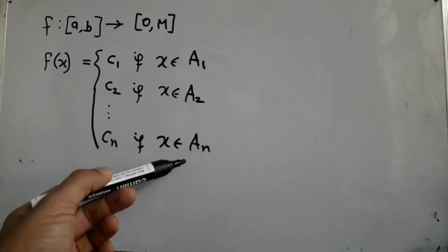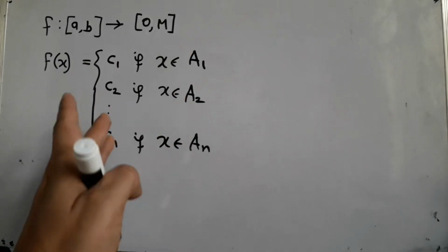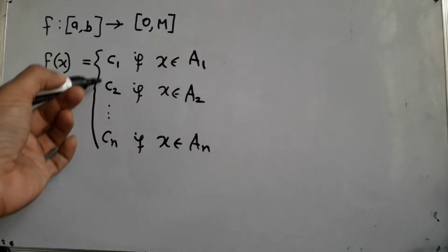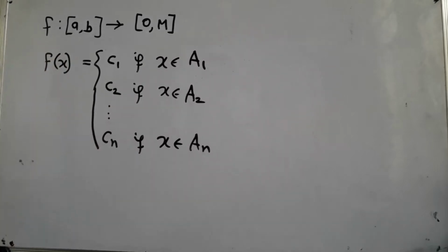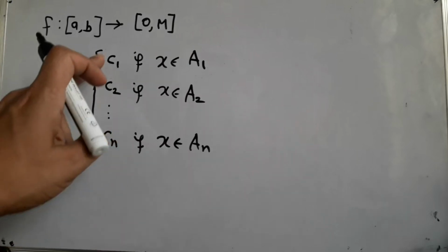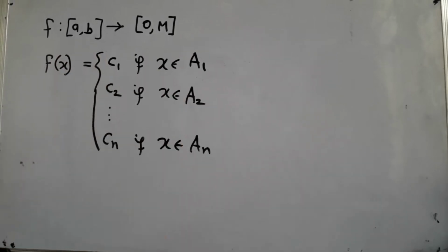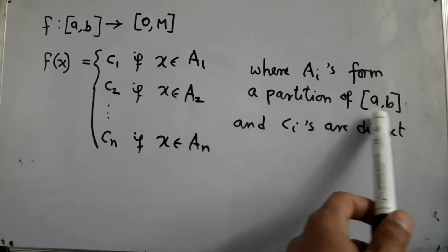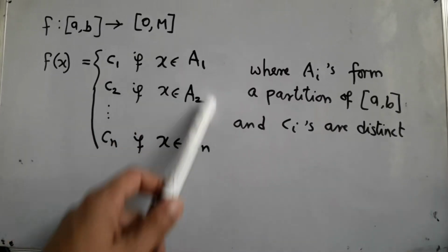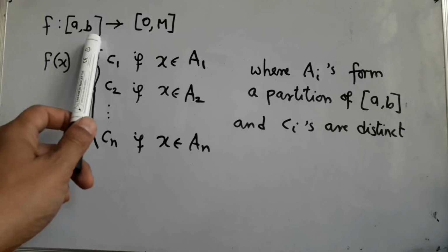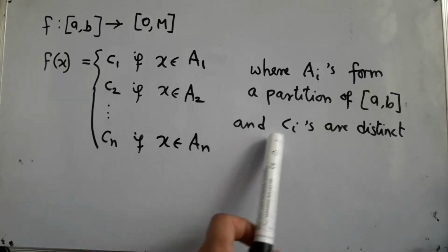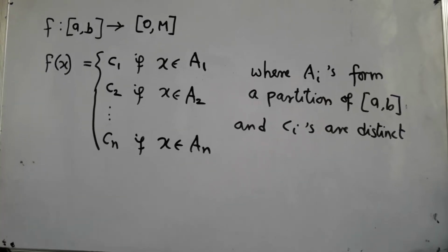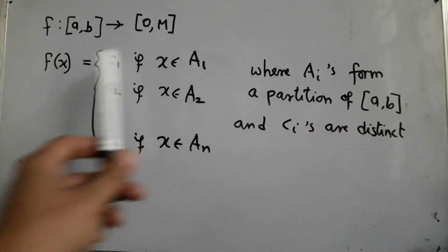Now all these Ai's should be disjoint, otherwise more than one rule will fire. And we also require the Ci's to be distinct so that given any simple function, I can uniquely identify the Ci's and the Ai's. So the condition is the Ai's must form a partition of this, which means the Ai's are mutually exclusive and exhaustive. Their union must account for the entire domain, and the Ci's are all distinct. This is the general form of a simple function.